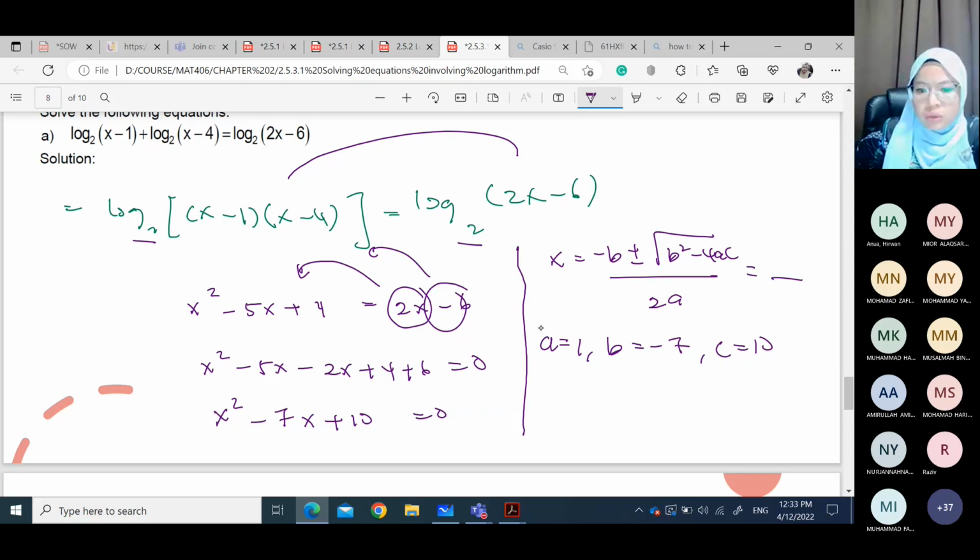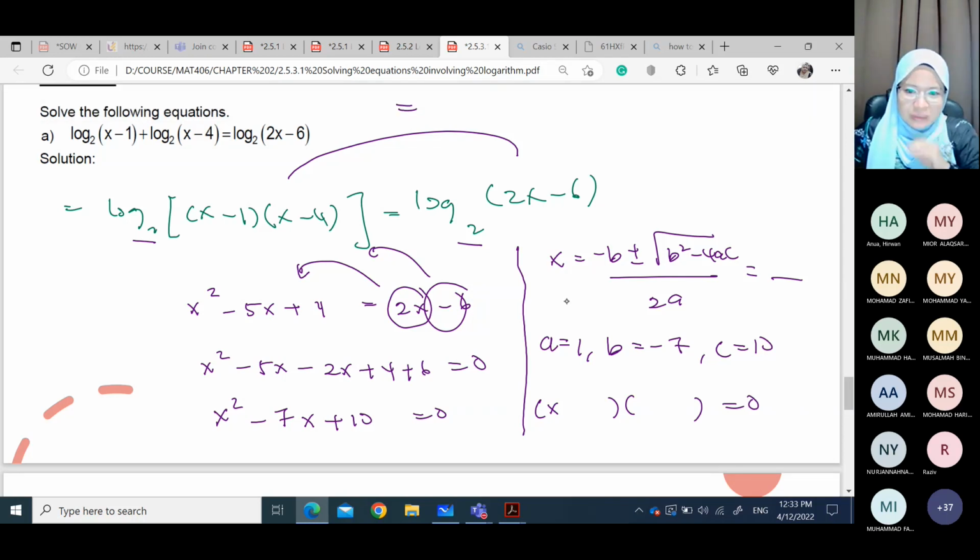Lagi satu cara, kita faktorkan. Okay, so factorize. Kadang-kadang tak boleh faktorkan. Dia tengok juga tak semua kuadratik tu kita boleh faktorkan. Jadi kita tengok. Alright, so yang ini ada x kuasa 2. So x kali x kita kuasa 2. Hujung ni 10. So 10 factorize adalah 5 times 2. 2 times 5. So you akan dapat 10 kan? So 2, 5. 2 times 5 kita akan dapat 10.